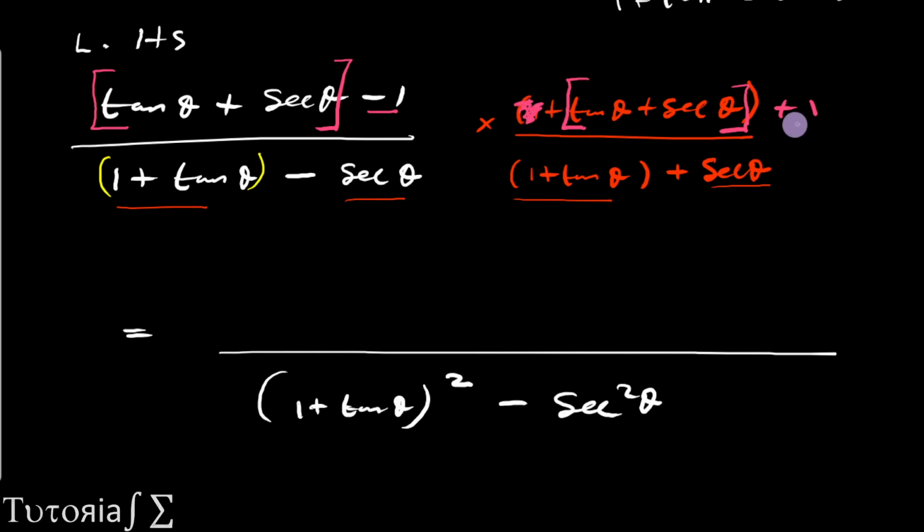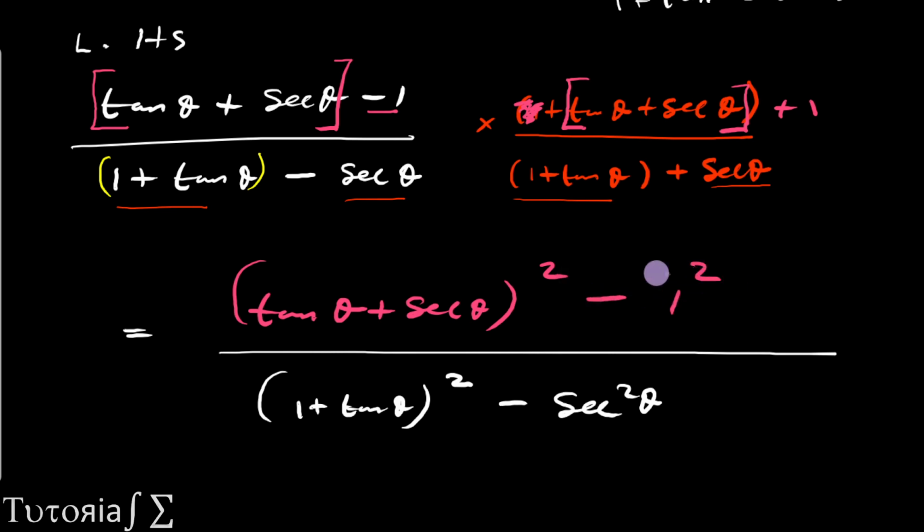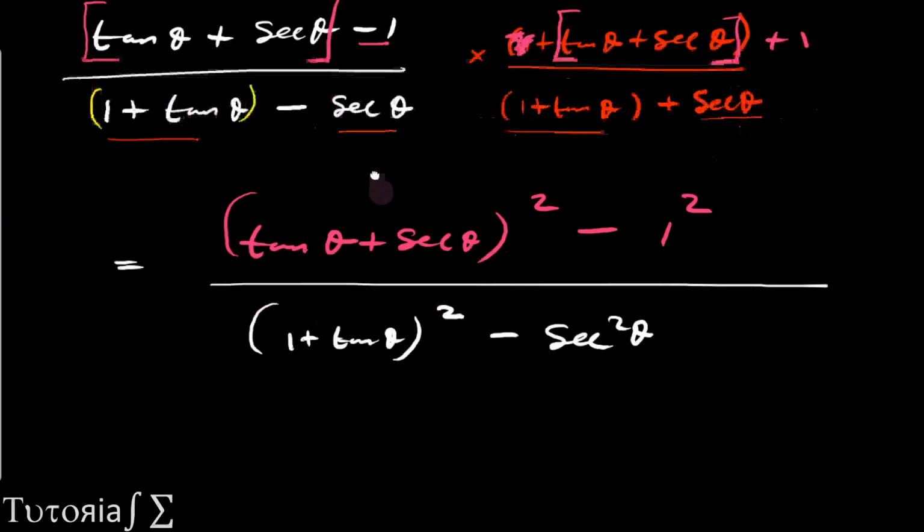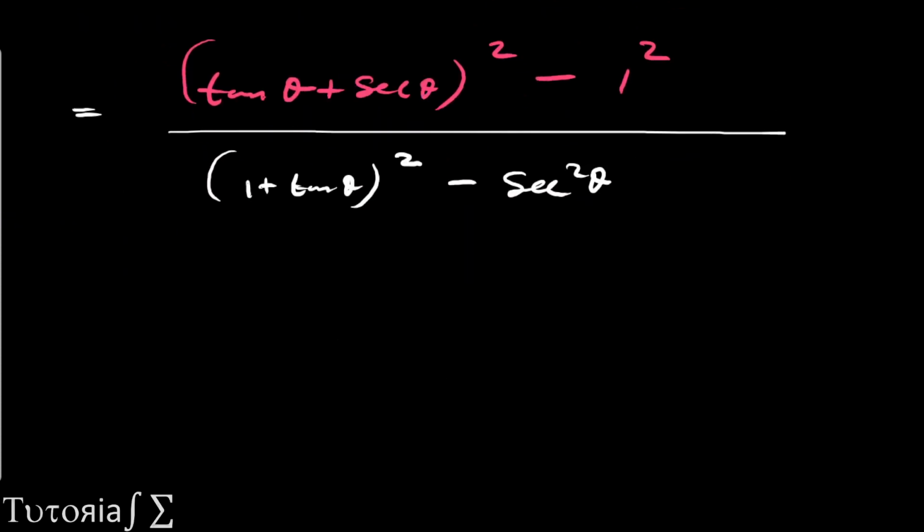This +1 comes this side. You'll see that this is this, and we have a minus there, and a minus, and this will be a difference of two squares, which can be written as (tan theta plus sec theta) squared minus 1 squared. So that is a difference of two squares. 1 squared is basically just 1, so we can just write that as 1. Then we start expanding. So here we'll expand this.